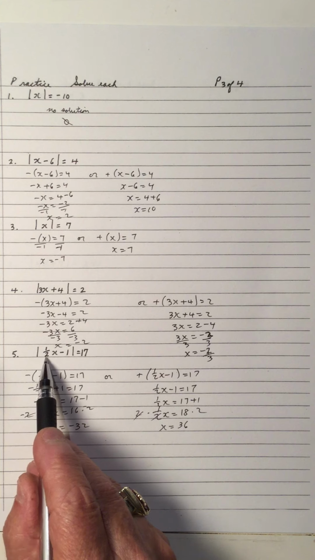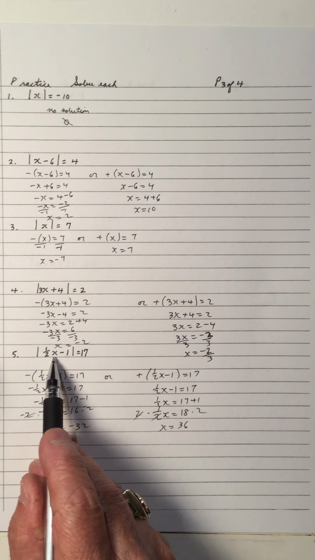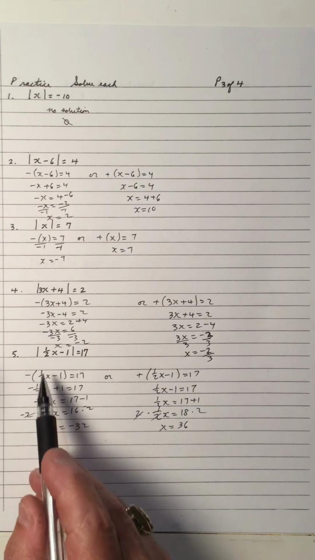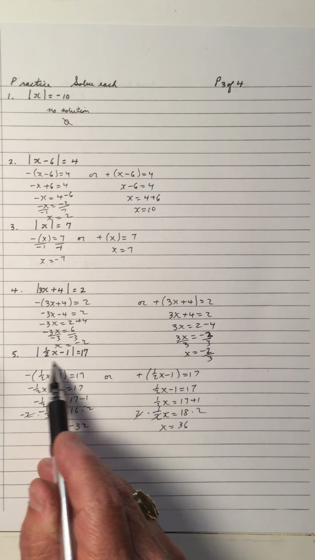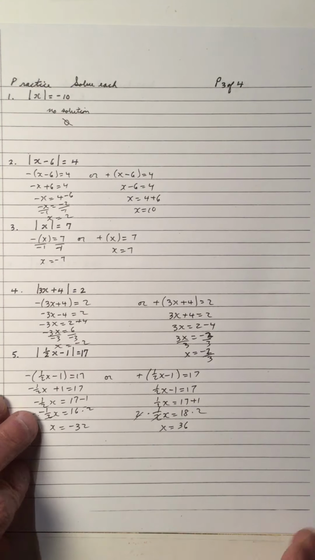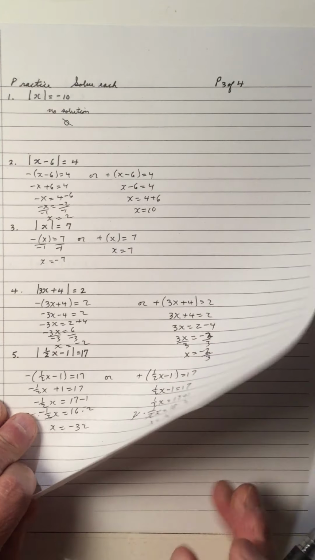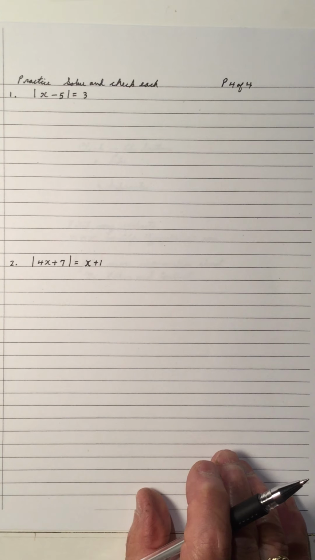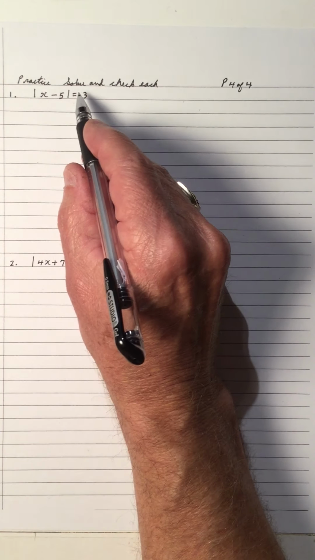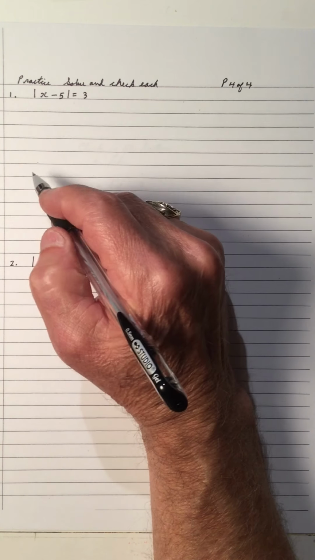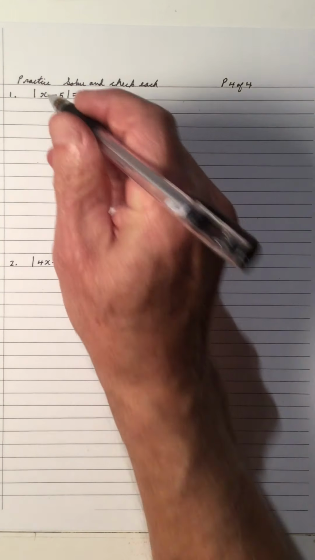Negative 32. Half of negative 32 is negative 16. Negative 16, negative 1, negative 17. Absolute value 17. Perfect. And there's a last page. Practice. Again, solve and check. I was checking before. Now I'm going to do it officially.